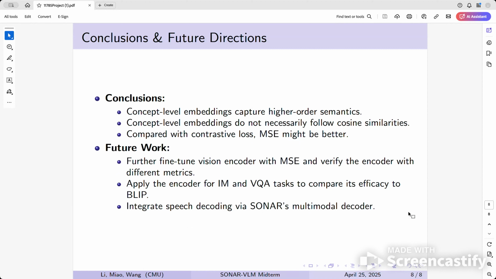Okay, for conclusion and future directions: concept-level or sentence-level embeddings can capture higher-order semantics. It does not necessarily follow cosine similarity, and compared to contrastive loss, MSE worked better. For future work, we plan to fine-tune a vision encoder with MSE instead and verify the encoder with different metrics. We plan to apply the encoder for image captioning and VQA tasks to compare its efficiency to BLIP, and we plan to integrate speech decoding also via SONAR's multimodal decoder.